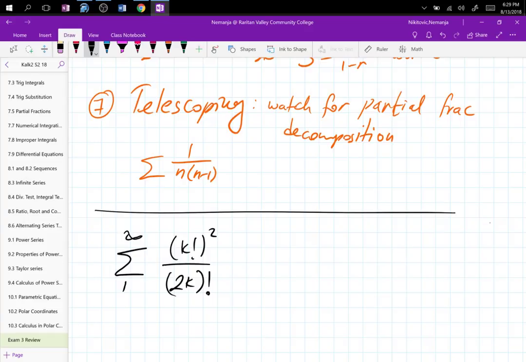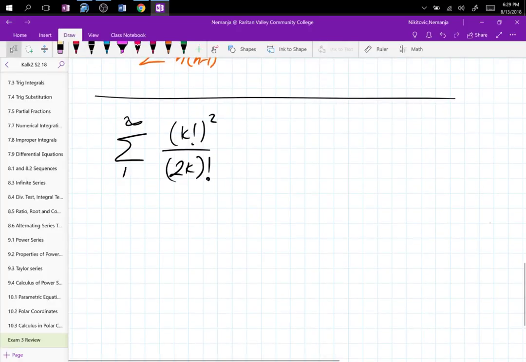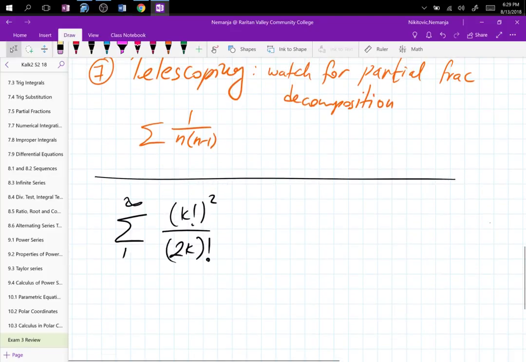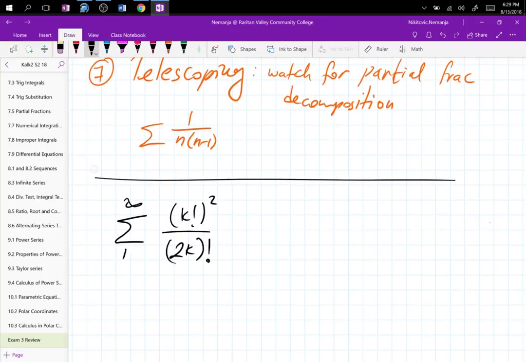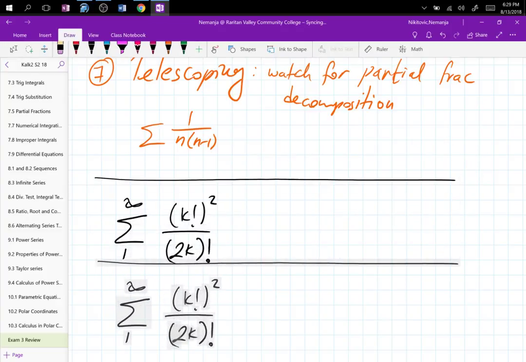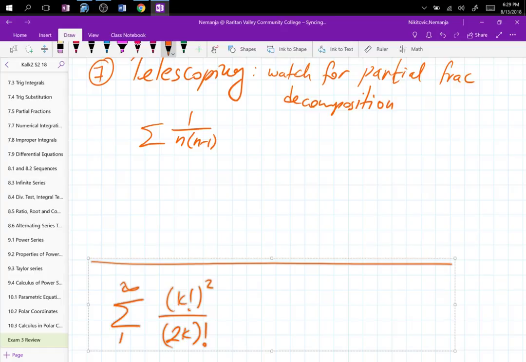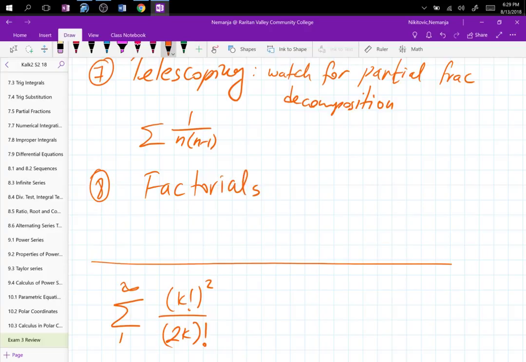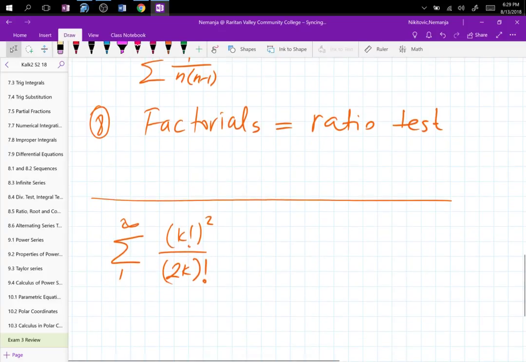Ready? We have the first problem to look at. This is series, and maybe this should actually make our list of cool things. So let's just move this down and add another thing on the list. In orange, number 8, factorials equals ratio test. Ooh, I had no clue you can change the color like this. Look at that.